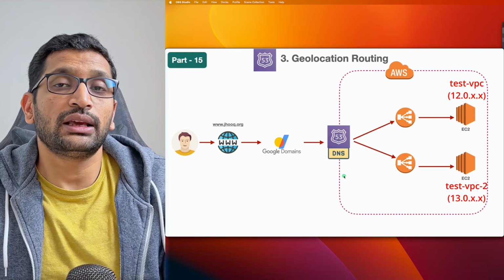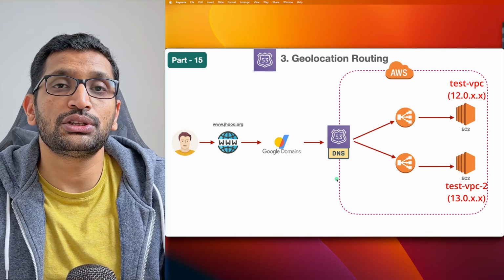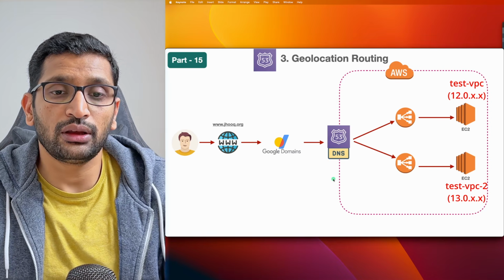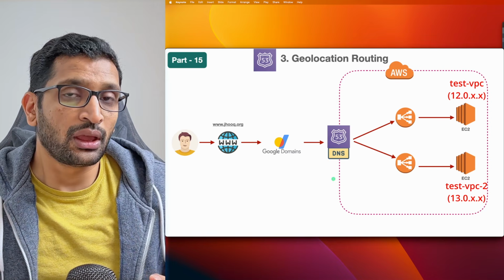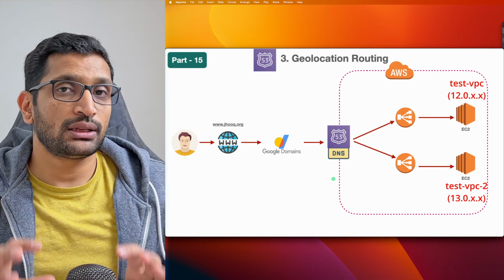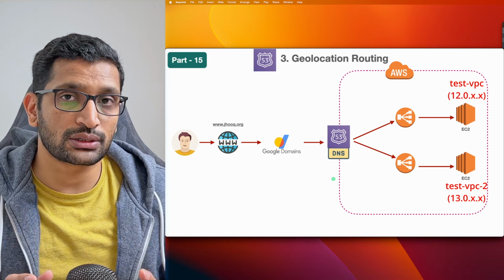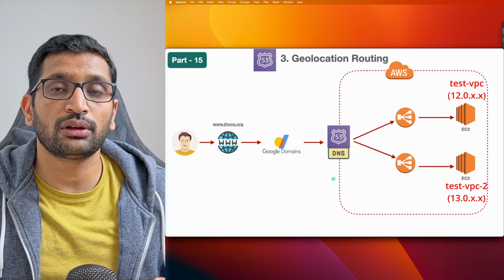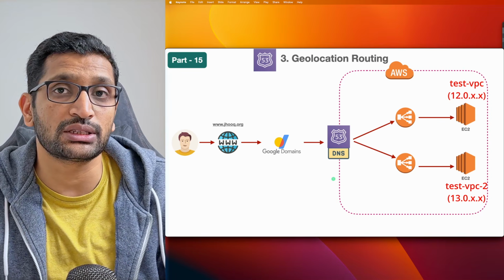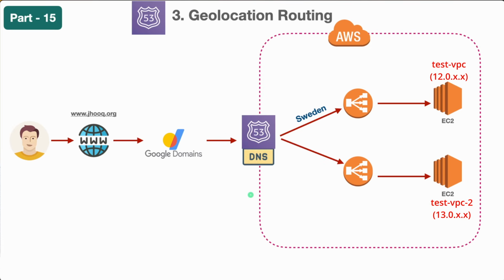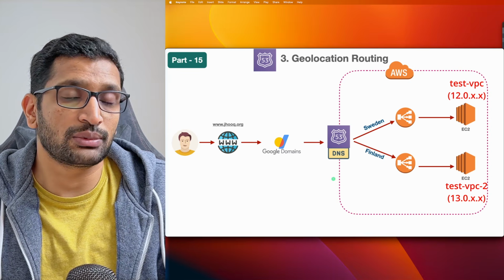Moving forward, the next routing which we will talk about is the geolocation-based routing. So here all the setup is still the same. We are still using the same load balancer, same EC2 instances, but we are just going to modify our A records. Instead of weighted A records, now we will be creating geolocation-based A records. So here we will try to configure a first load balancer for Sweden and another load balancer for Finland. And I'm just going to use a VPN to test this particular feature.